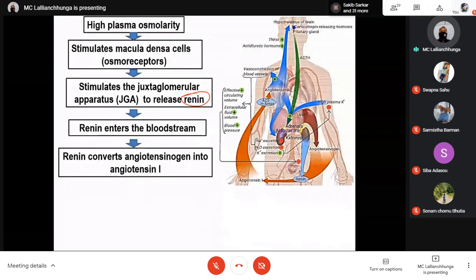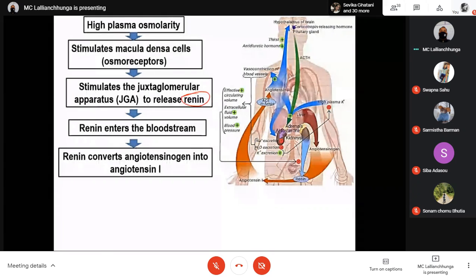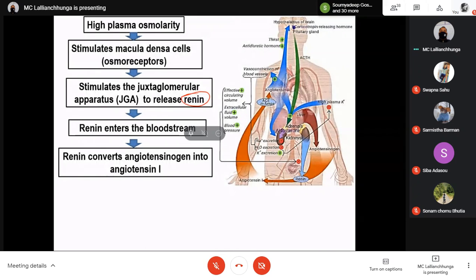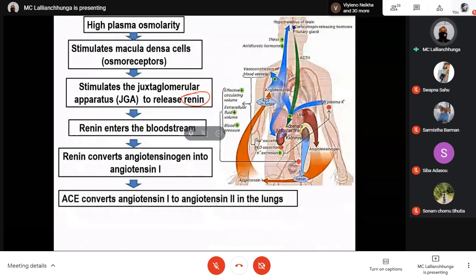Then angiotensin 1 will be converted into angiotensin 2 by what enzyme? Anyone can tell? ACE, angiotensin converting enzyme, which mainly comes from the lungs. Now we have angiotensin 2.